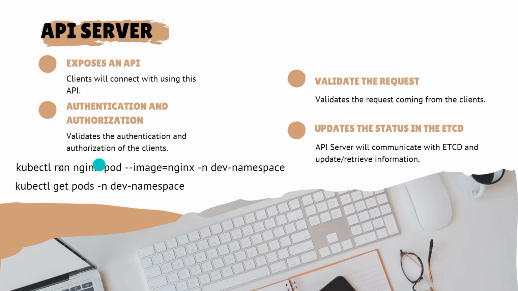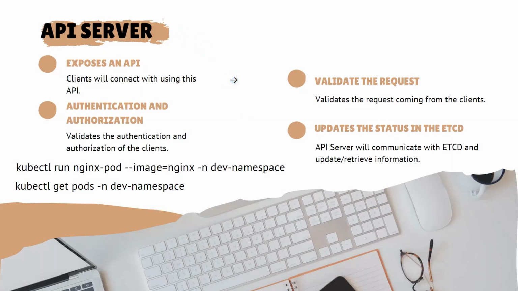Once I run this kubectl run command, the request will first go to the API server, and the API server will first validate the request. What I mean by validate is that it will check whether the YAML file consists of all the required fields, whether the indentation is correct, and whether the values that I'm specifying are correct. All these validations will be done by the API server.